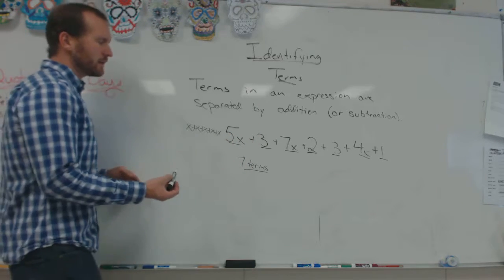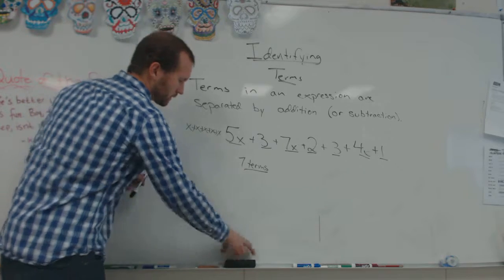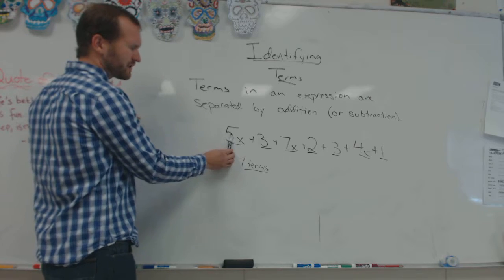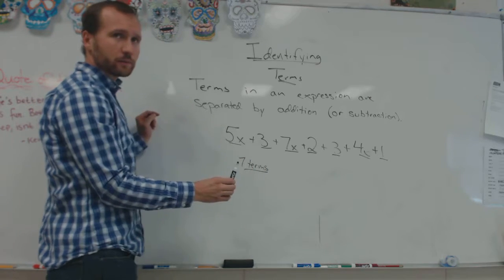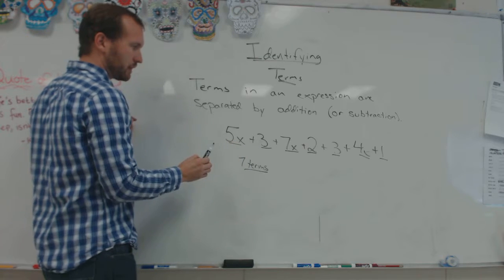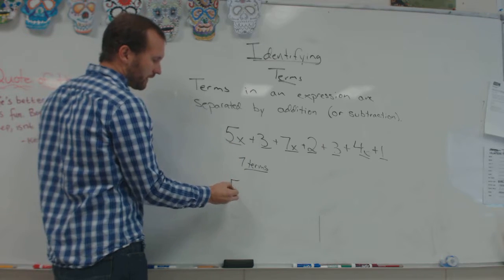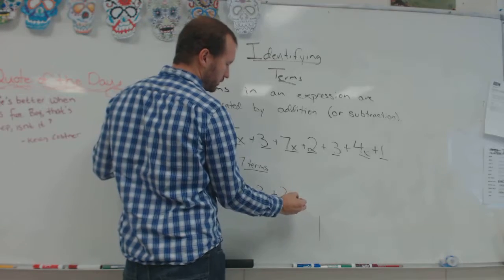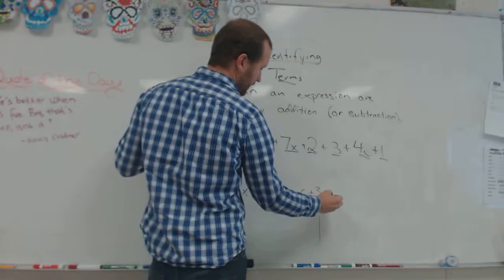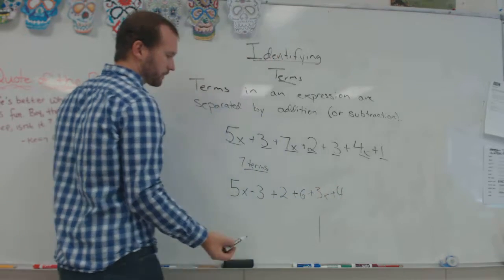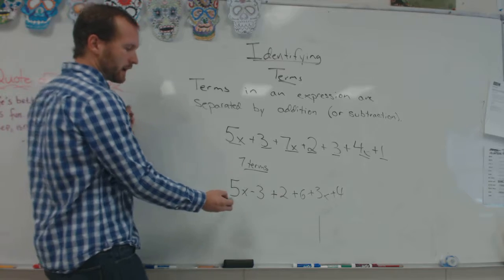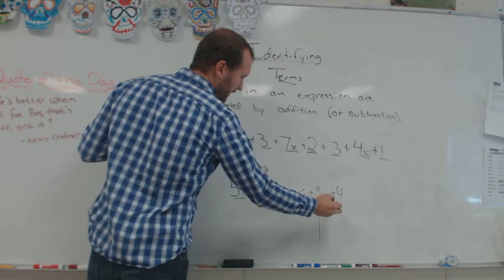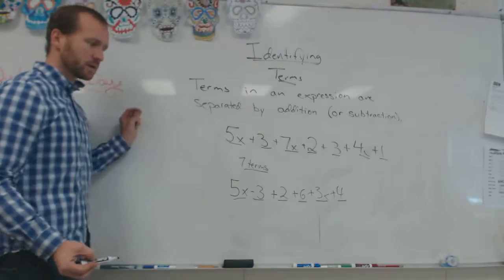What I want to practice now is just identifying our terms. So 5x is one term. 3 is a separate term. And we know that because they're separated by a plus sign. Now if I had 5x minus 3 plus 2 plus 6 plus 3x plus 4, this is similar. I have 1, 2, 3, 4, 5, 6 terms here.